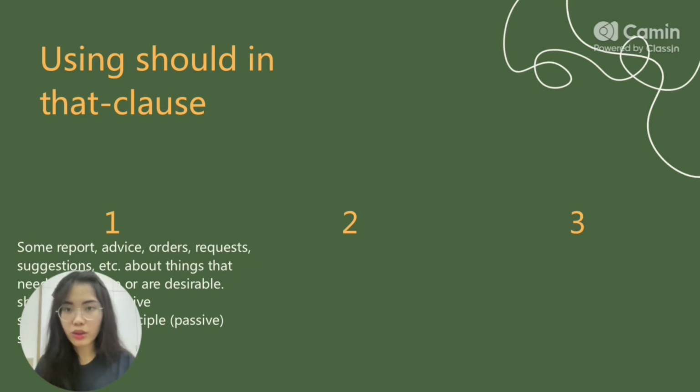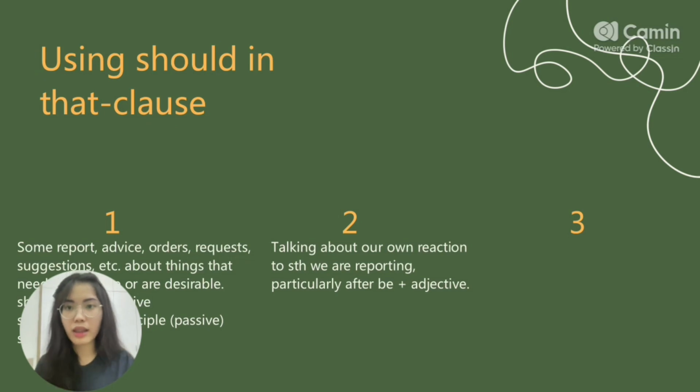Additionally, in passive structure, we can use should plus have plus past participle to express things that should have happened in the past. Next is expressing our personal reaction. We also use should when talking about our reaction to something we are reporting, particularly after adjectives that describe feelings or states such as surprised, disappointed, or happy.